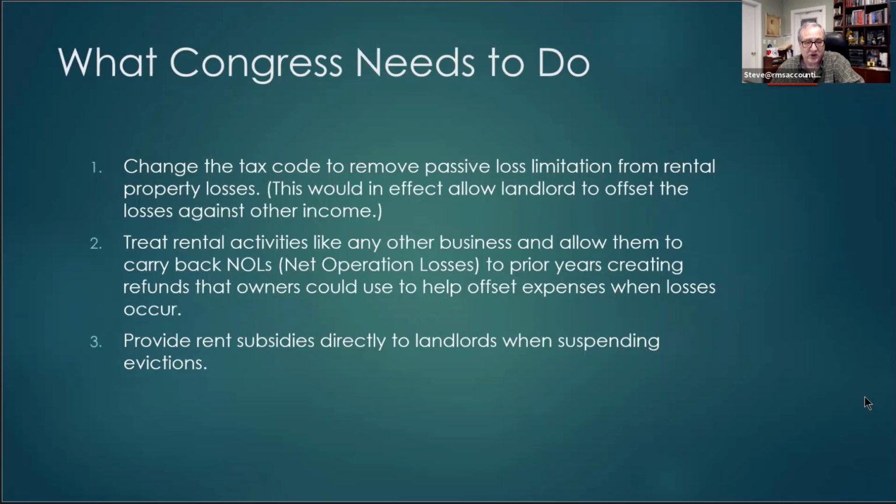But that's up to you. Contact your congressman, your legislator, your senator, and say, listen, I'm a landlord. Landlords need help. We're not those rich people that can afford to carry the whole world. We have mortgages to pay and other expenses of running our properties. That would be really great if we got the NOL carryback.